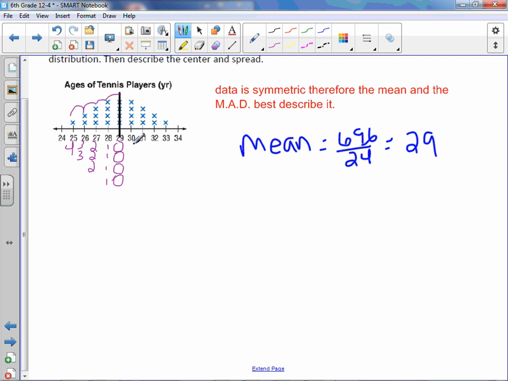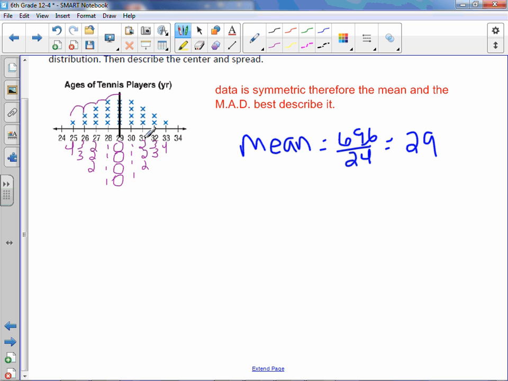Now let's go to the right side. The mean again is 29. 30 is just 1 away from 29, and I have 4 30s. 31 is 2 spots away from 29, and there are 3 of them. 32 is 3 away from 29. And 33 is 4 away from 29.